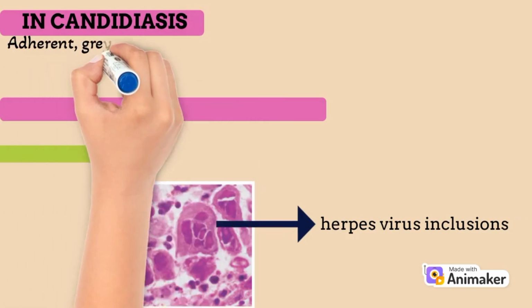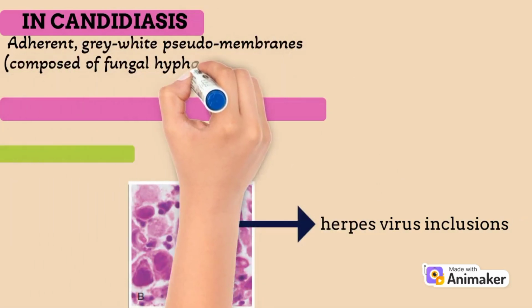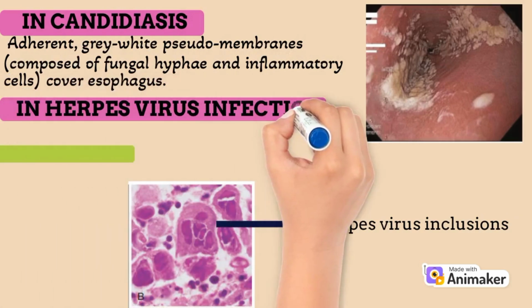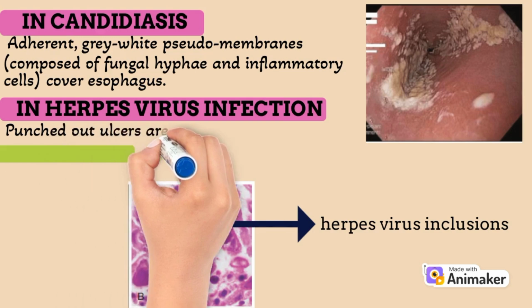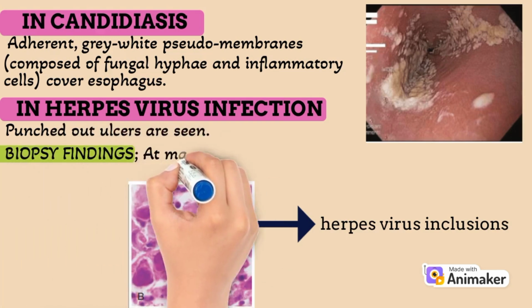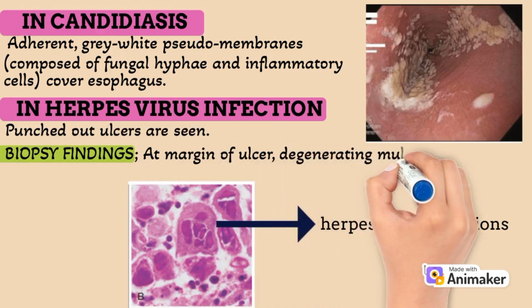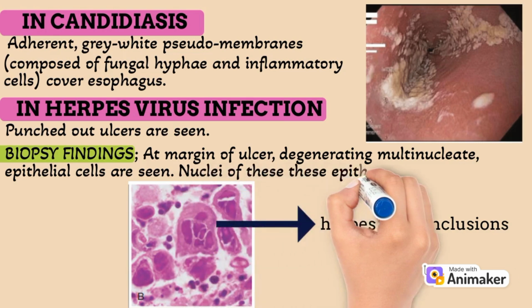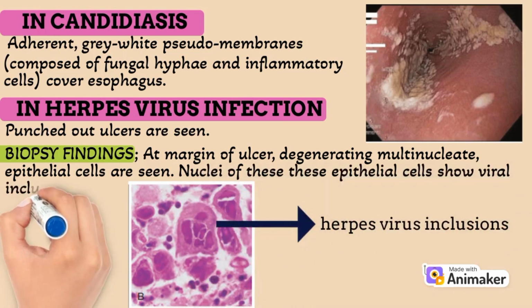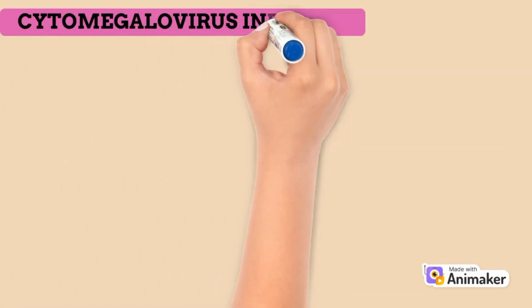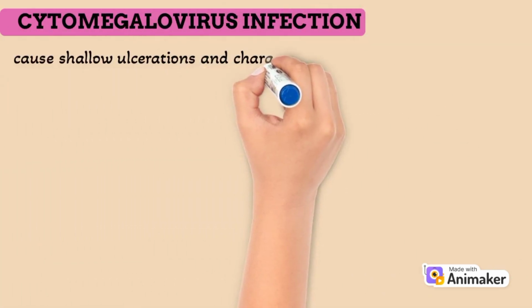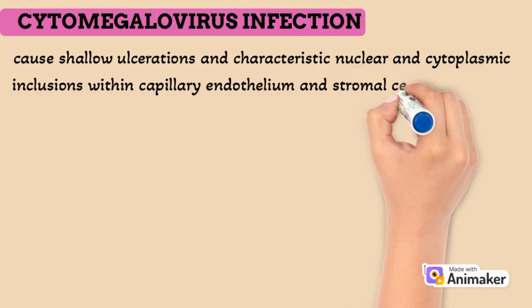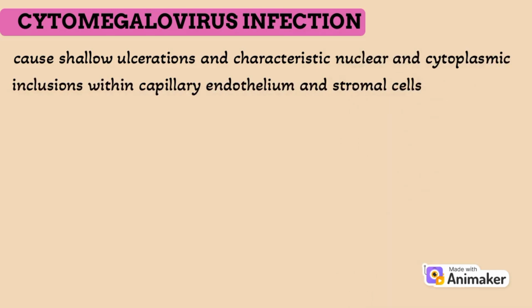In candidiasis, adherent gray-white pseudomembranes cover the esophagus. Pseudomembranes are composed of fungal hyphae and inflammatory cells. In herpes virus infection, punched-out ulcers are seen. Biopsy findings are at the margin of the ulcer. Degenerating multinucleate epithelial cells are seen. Nuclei of these epithelial cells show viral inclusions. In cytomegalovirus infection, shallow ulcerations are visible, and characteristic nuclear and cytoplasmic inclusions are seen in endothelial and stromal cells.